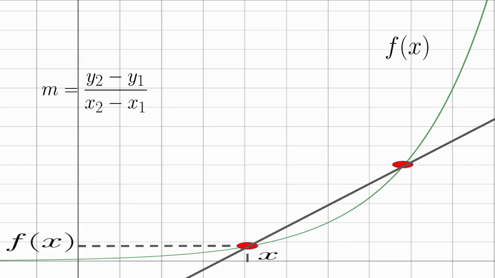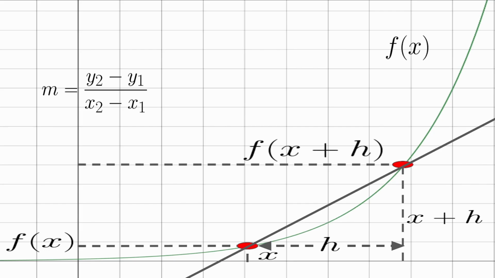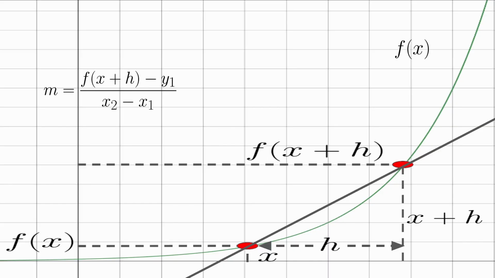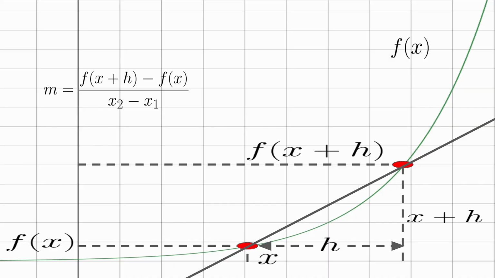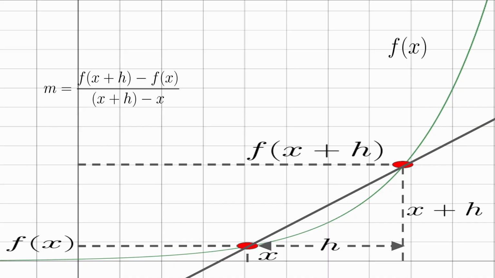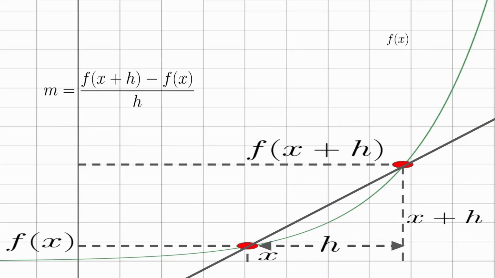Now the second point is some distance h to the right. We don't know how far it is, but it's some distance h. This will make the input x plus h. And this will make the output of the second point f of x plus h. Now, the original slope formula for a linear line will be transformed into m equals f of x plus h minus f of x over x plus h minus x. And as we can see, our x's will cancel out. And so we're left with f of x plus h minus f of x over h.